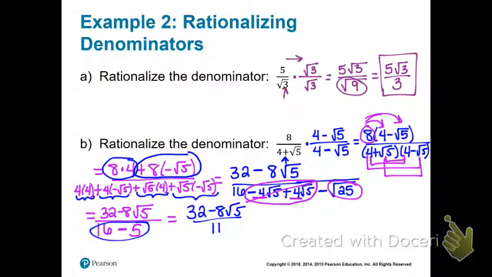The only other thing we might be able to do is you check all your numbers outside of the radical. Is 32, 8, and 11 all divisible by some number? They are not. So therefore, this is our solution.